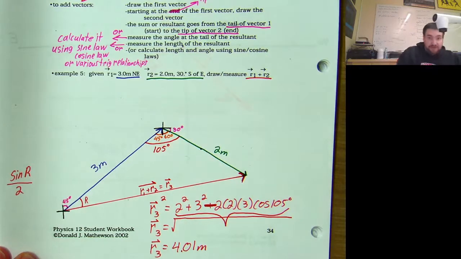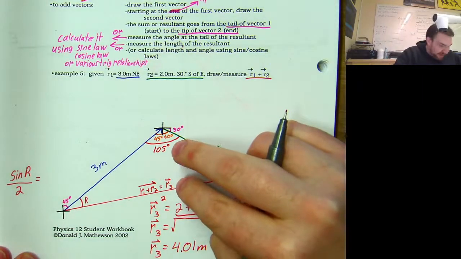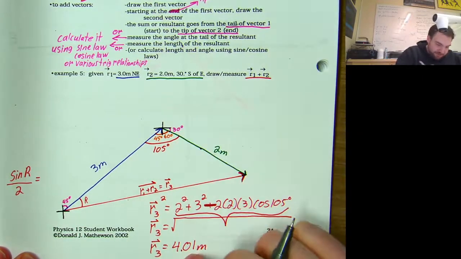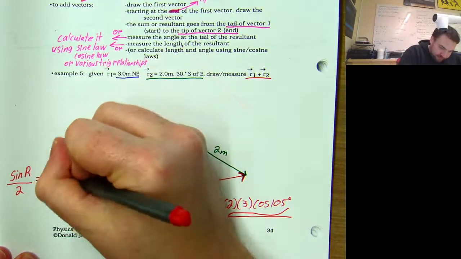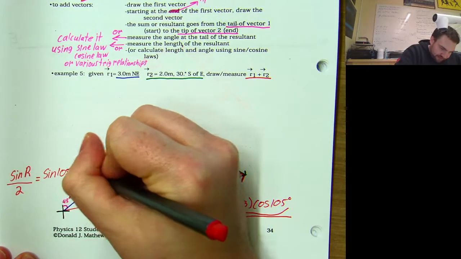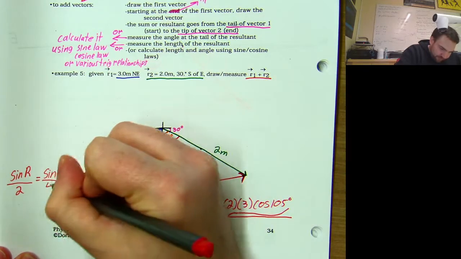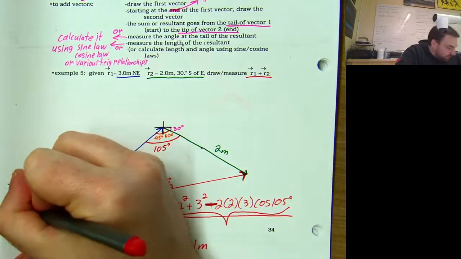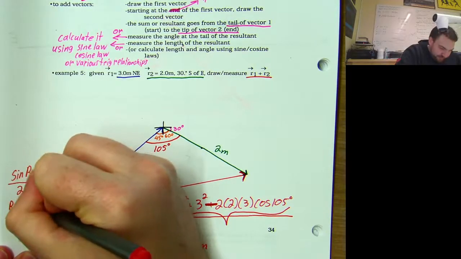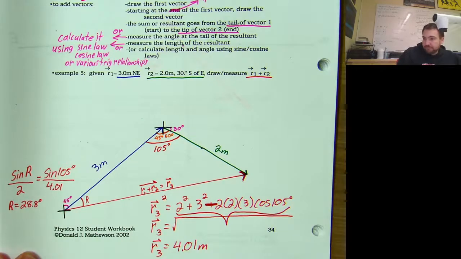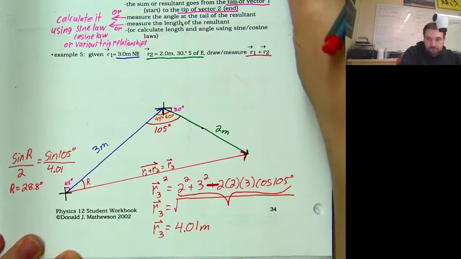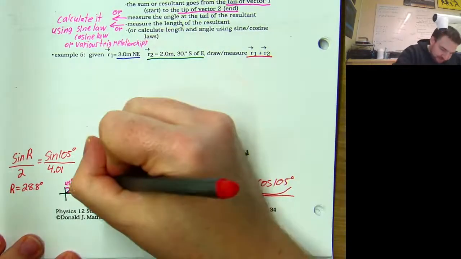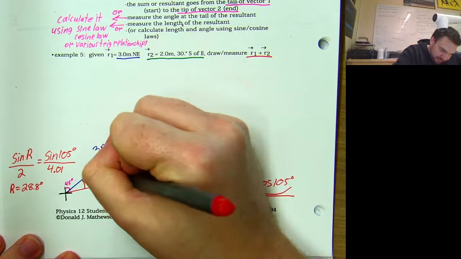This is why we practice the sine law and the cosine law. So sine R over 2 equals, and the only other side relationship that we have is this guy here, 105 and 4.01. So it's going to be the sine of 105 degrees over 4.01. So we're going to find that that angle R is 28.8 degrees. So this guy here is 28.8 degrees.